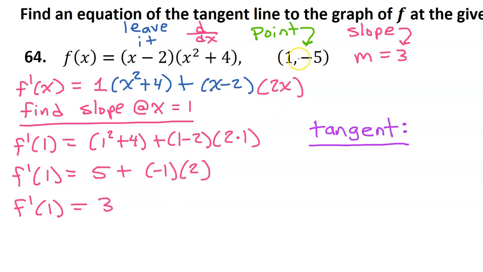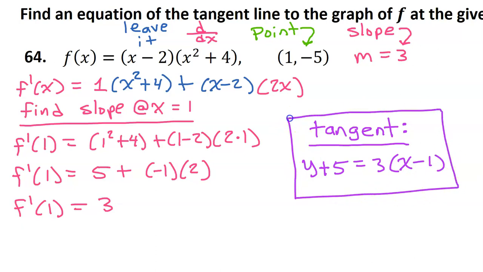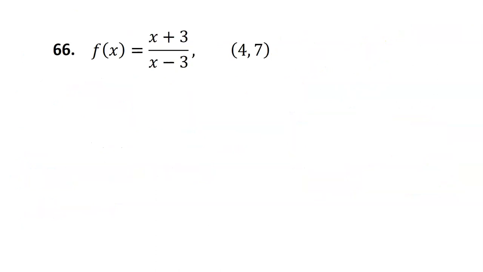So we had a point from the start, and now we found the slope, which is 3, so we are ready to write the equation of the tangent line. So we do y minus y1, since it's minus negative 5, so I'm just going to put y plus 5, is equal to the slope times x minus x1. So x minus 1. So that's it. This is the equation of the tangent line at the point 1 comma negative 5.